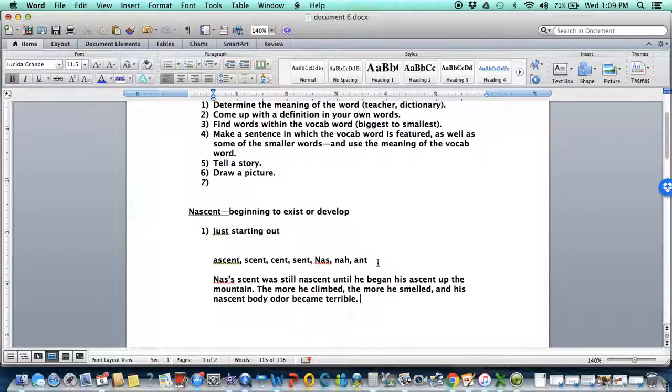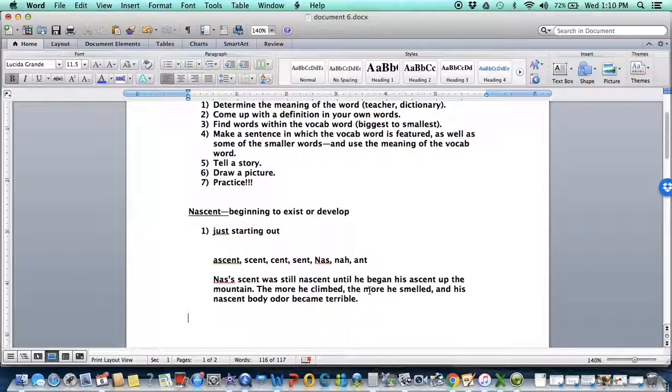All right, last step is to practice. You've got to practice at least twice a week. And practice means, if you put all of this on a card, you may have the word nascent on the front, and then the definition and the sentence and your drawing. I'm not going to do the drawing here because I'm using a Word document.